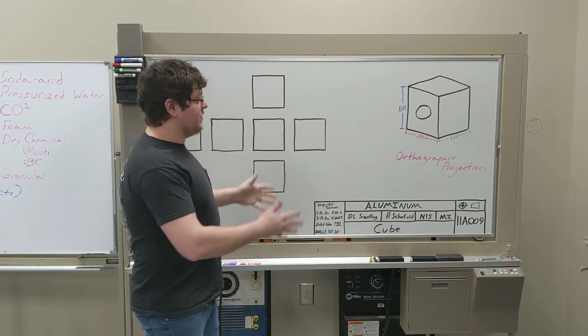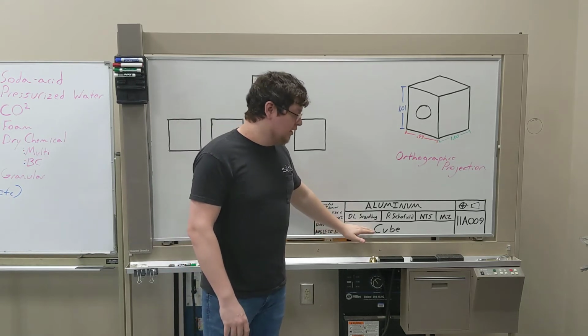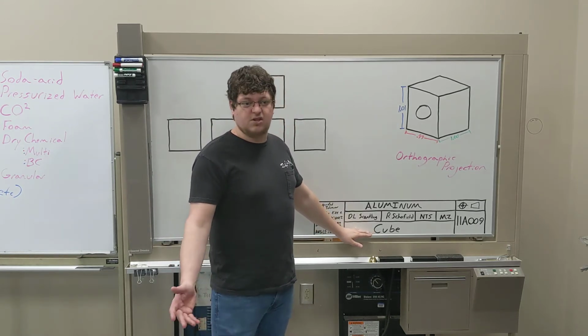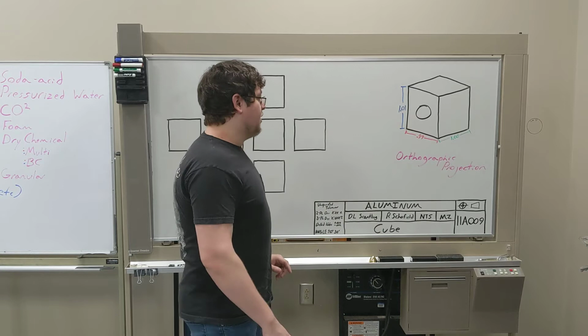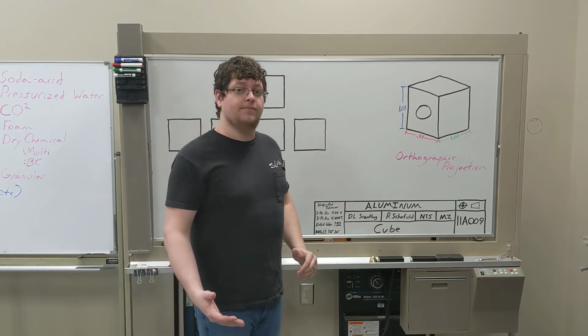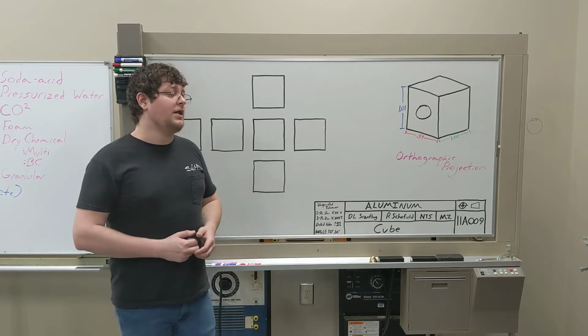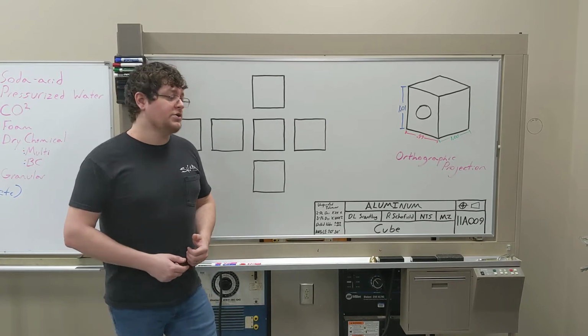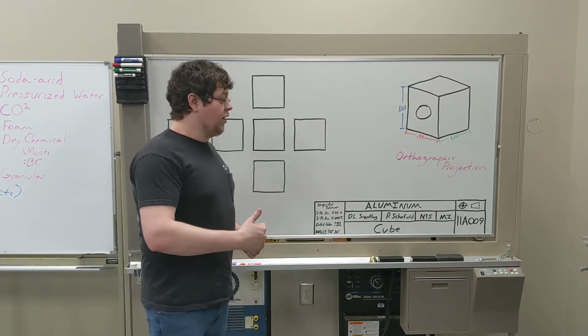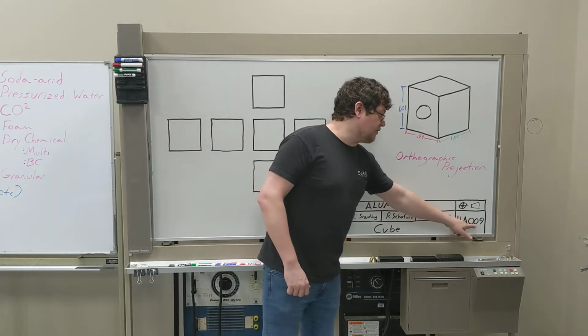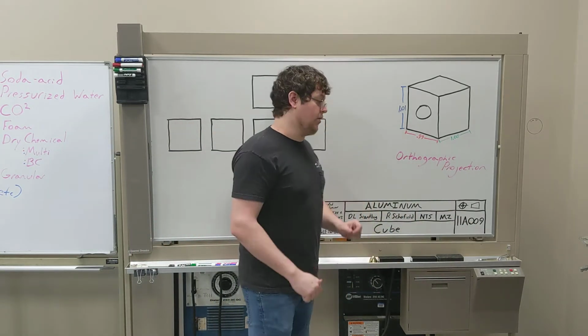Next, what is this? Well, I look at my title block. It's a cube. That's just the name of the part. If I was talking to my engineer, or if I was talking to the supervisor, something like that, I'd be like, hey, I need questions about part 11A009. So there's my part number.